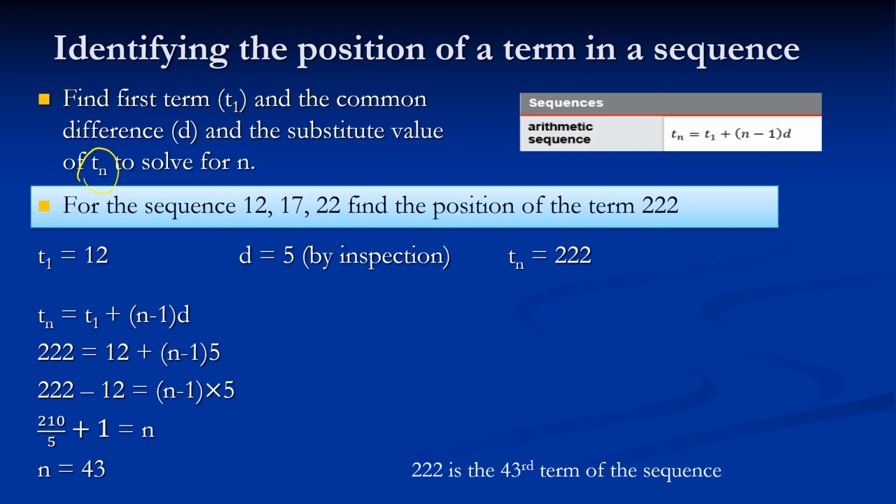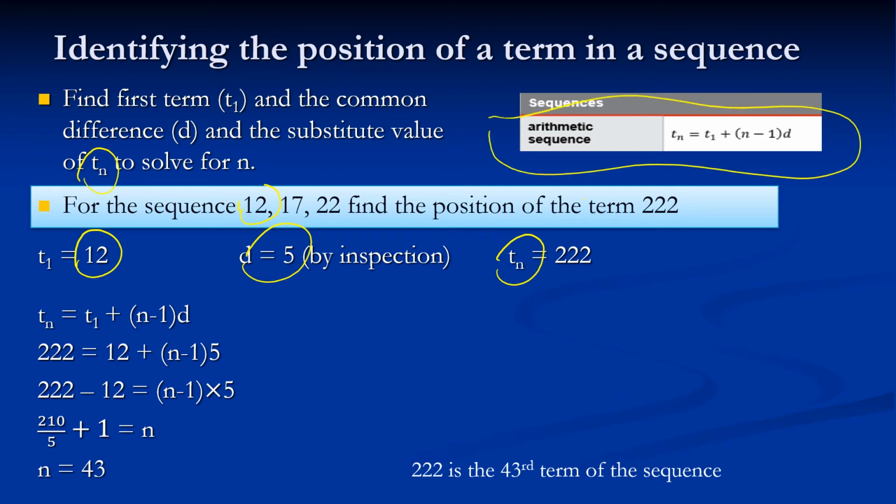So what do we know? We know the first term is our first term. We know our common difference. 22 take 17 is 5, 17 take 12 is 5. So I just did that by inspection. And then what do I want to find? I know my term number as well. That's 222. So we're just going to substitute this into the formula, which I rewrote here.